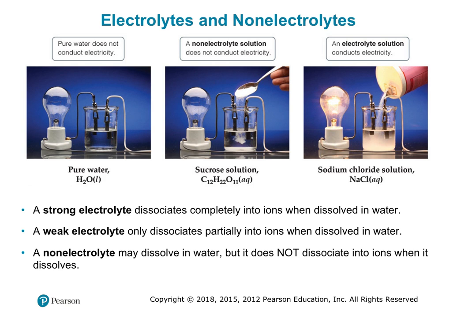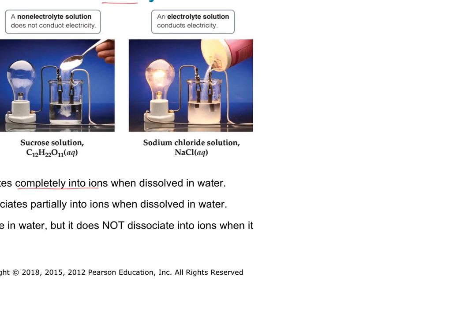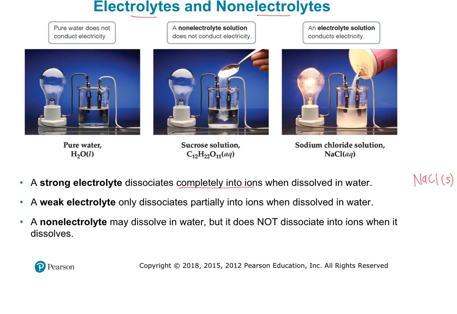So when we create solutions, we can also classify them as electrolytes or non-electrolytes in that solution. An electrolyte is a substance that breaks completely into ions when it dissolves in water. So it fully dissociates. So this could be, I have sodium chloride, it's a solid. When I put it into water, right, it completely breaks apart into sodium ion, aqueous, and chloride ion, aqueous. A weak electrolyte, on the other hand, only partially dissociates into ions when we dissolve it.